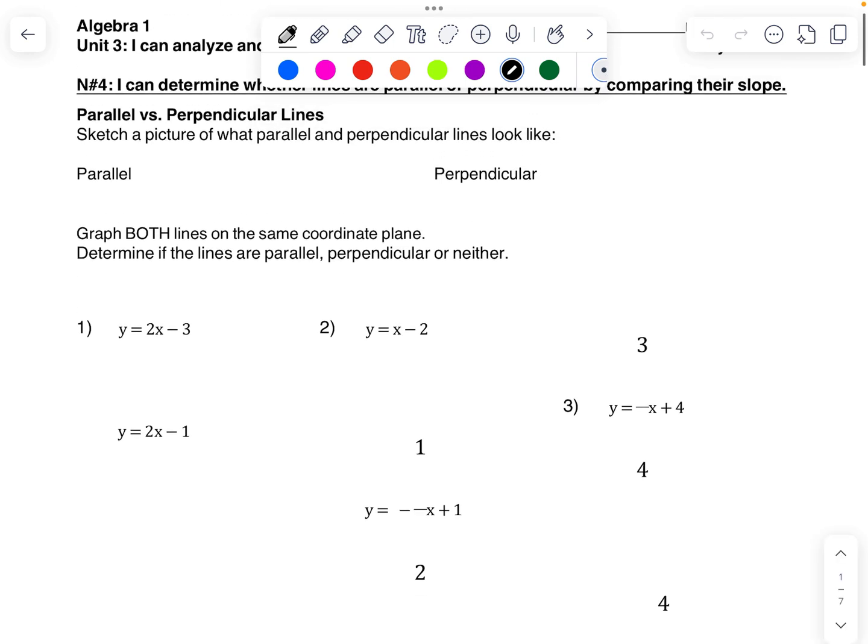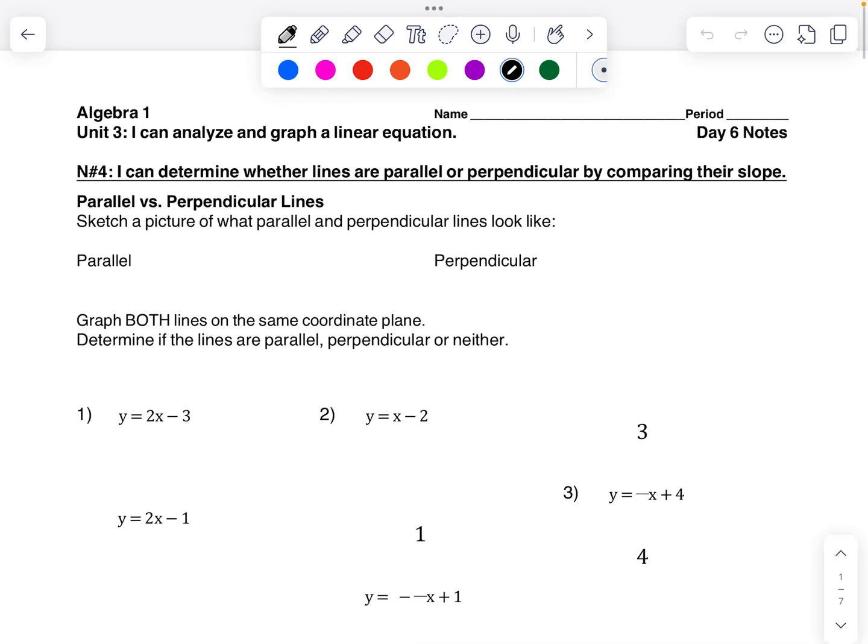Okay, so our notes. This is our last lesson before we take our test. The last thing we're covering in Unit 3 is how to determine if lines are parallel or perpendicular.